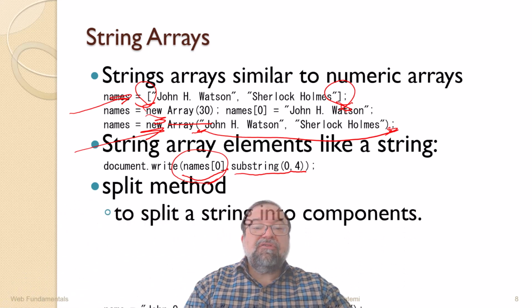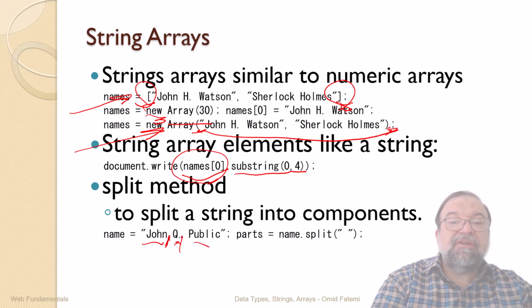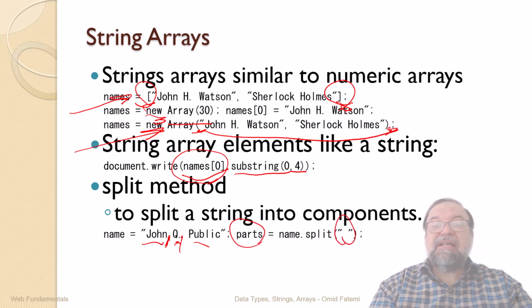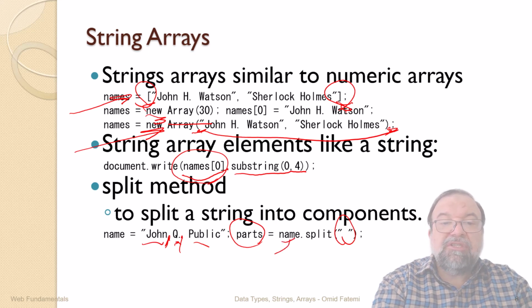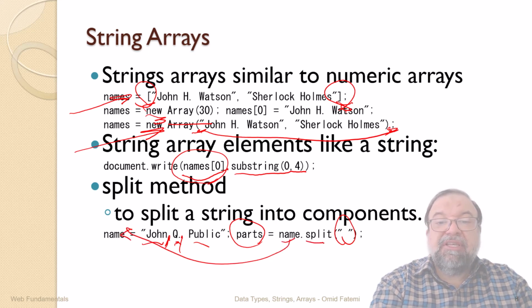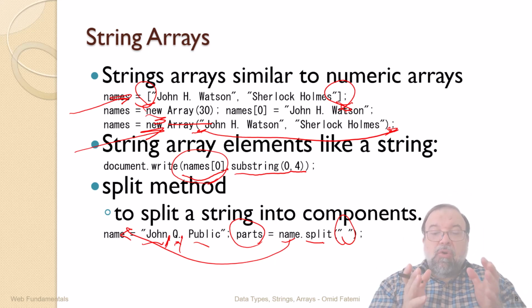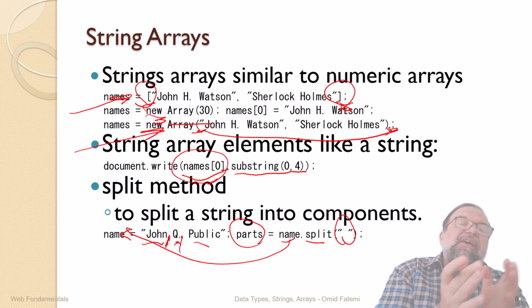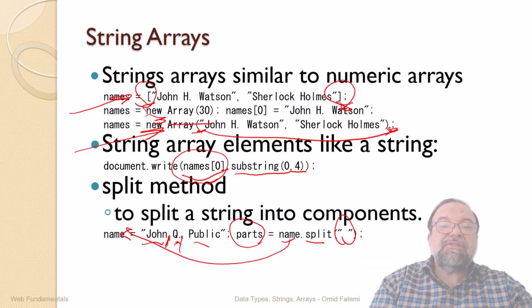For example, we have this name, John space Q dot space Public, and then we would like to split it using space as the character for splitting. So we write parts gets name, which is the string, dot split, and as a parameter we pass a space. So what it does, it goes through the string and looks for the space, and if it finds it, it makes it a substring. I will ask you about how it worked in an interactive question coming up at the end of this slide.